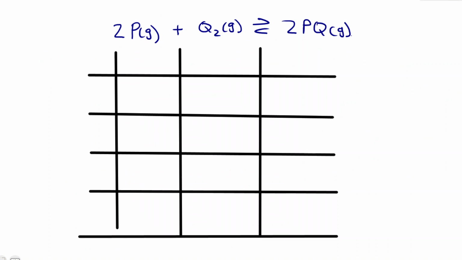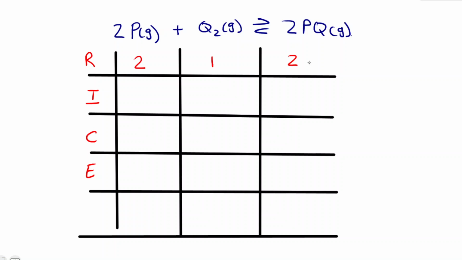Okay, so the first thing that we'll be doing is to draw the table for this reaction. We have 2P, which is a gas, plus Q2, which is a gas, producing 2PQ, which is a gas. So I'll use this table that we call the RICE table. R represents the ratio. You can see that the ratio of P is 2, the ratio of Q is 1, the ratio of PQ is 2. So that is your ratio.